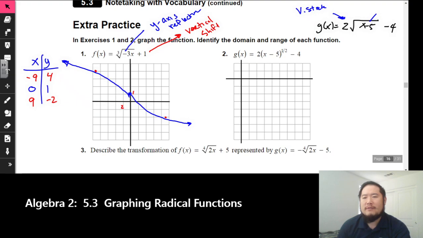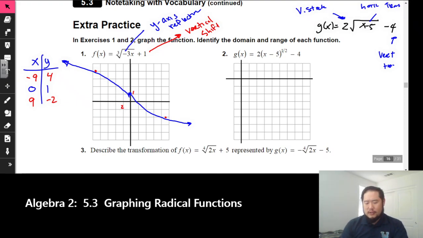X minus 5, we take the opposite, so we got ourselves a horizontal translation. And then this minus 4, we got a vertical translation. This is going down 4 units. This right here tells me it's going to go to the right 5 units. You take that x minus 5, set it equal to 0.